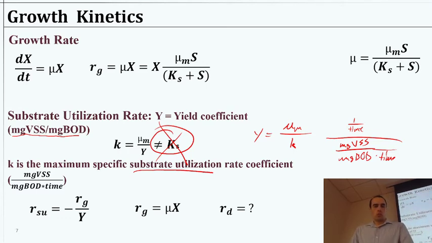So, having said all that, we can define our substrate utilization rate. So R, the overall rate for substrate utilization, as the growth rate divided by that yield coefficient.